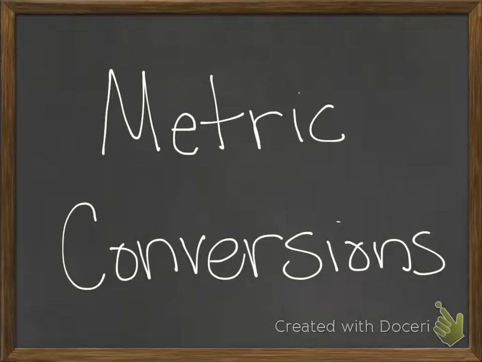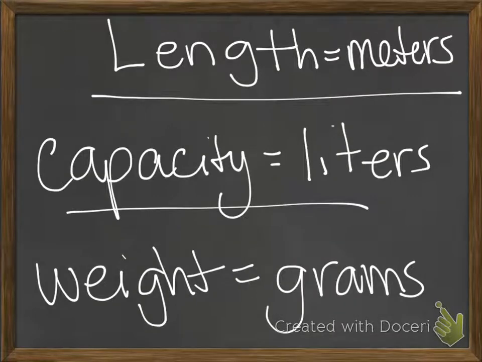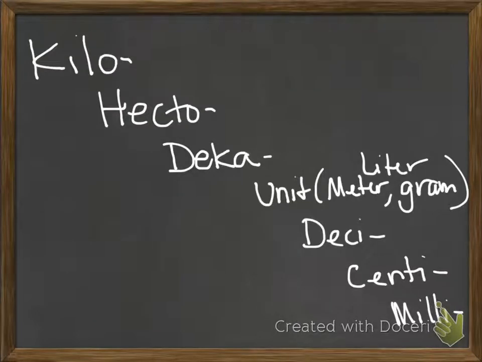This video is to help you learn how to use conversions in the metric system. In the metric system, it's different than the customary system we use. For length, they use meters. For capacity, they use liters. For weight, they use grams.